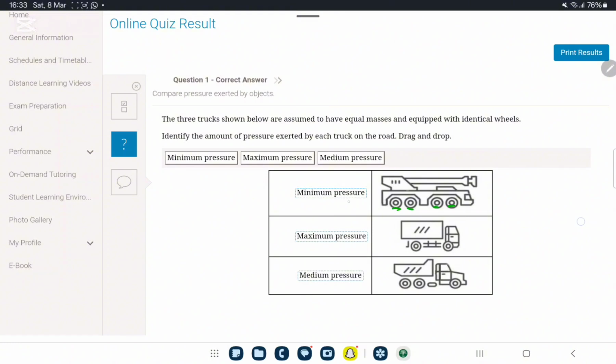They want us to arrange the minimum pressure, maximum pressure, and medium pressure. So the maximum pressure is when the weight is distributed on a small surface area. Here it only has two wheels, so it's the maximum pressure. Here it has three wheels, and here it's four, so this one has less pressure than that one. So since this one has less pressure, it's medium, and then this one is minimum. This one has more pressure because there are fewer tires to distribute the weight.